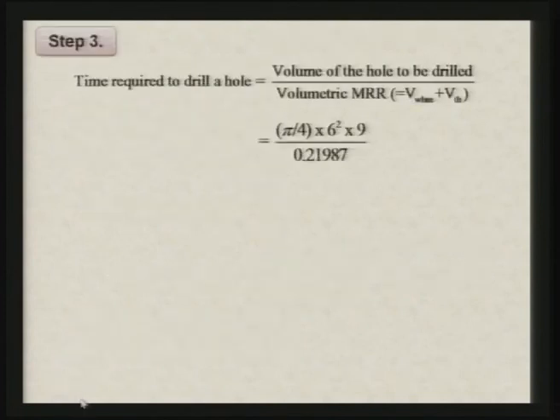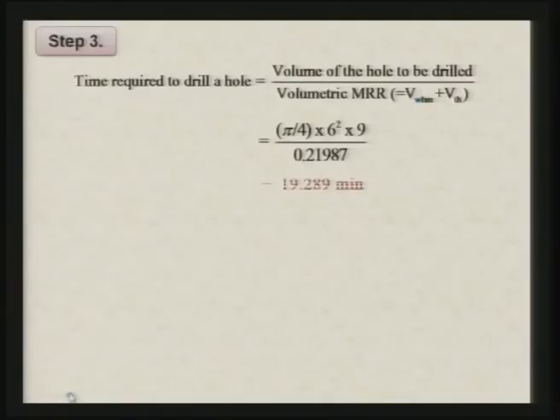So, what is the time required to drill a hole? As I have mentioned earlier, the volume of the hole to be drilled divided by the volumetric material removal rate by both the models, hammering model as well as throwing model, will give you the time required for drilling the hole. As you can see, values have been substituted here and you get 19.289 minutes.